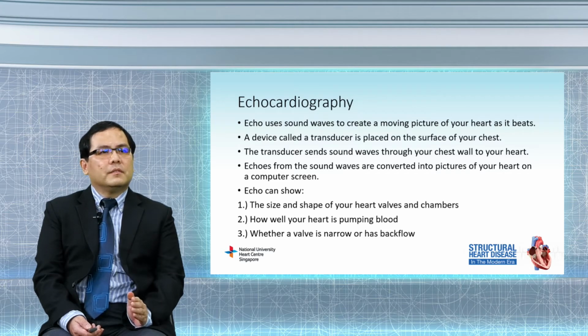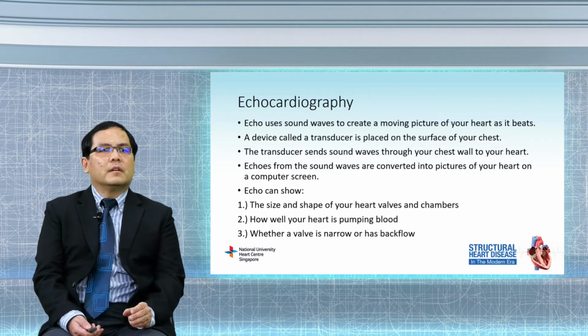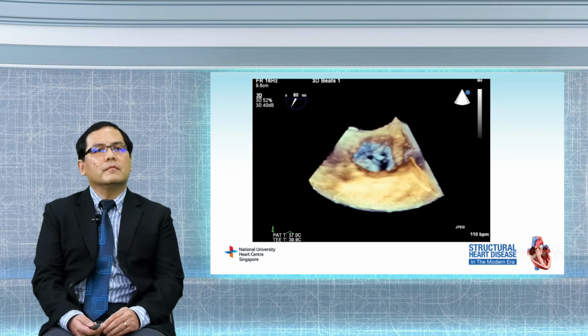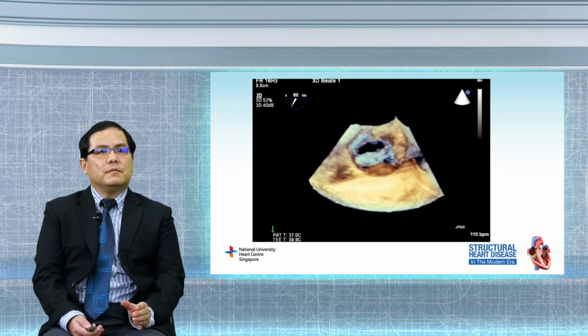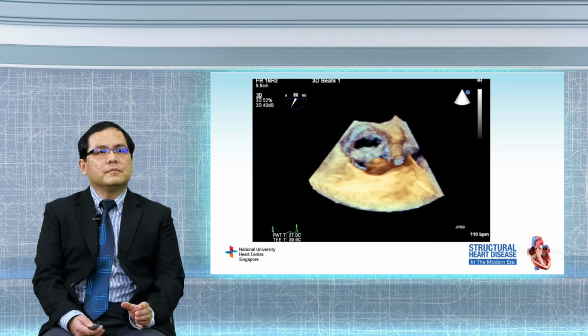And then the echo can show the size and the shape of your heart valves or chambers, how well your heart is pumping blood, or how good your heart is performing, and whether the valve is narrow or has backflow of blood, or even a leaky heart valve. So this video basically demonstrates a heart valve which is narrow, with a lot of calcium deposits along the edges.